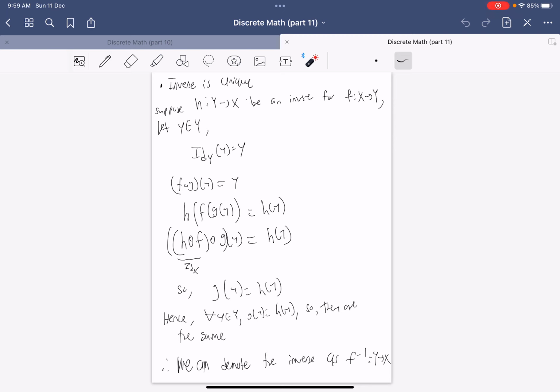Hence, because of the uniqueness of the inverse, we can denote it by a very intuitive symbol, F inverse, from Y to X. Some may not find this intuitive, but note that this to the power of minus 1 is not reciprocal, but the inverse. And you just need to read the context to be sure what the author is talking about in the textbook or in the research paper or anything.